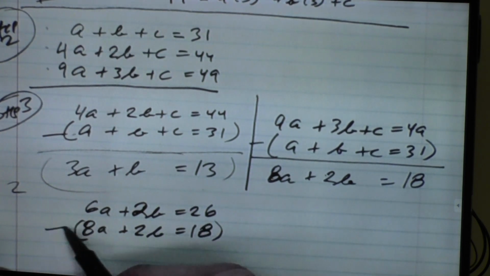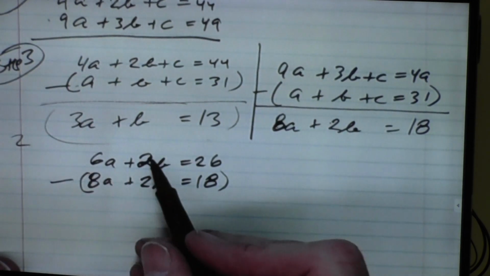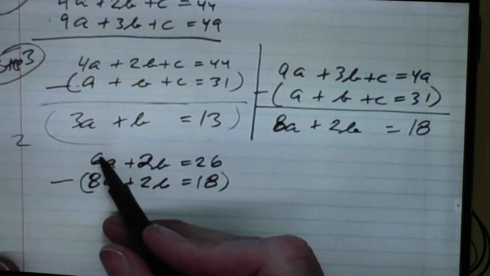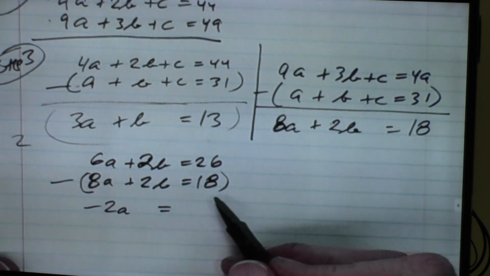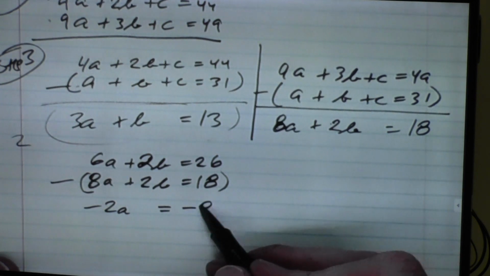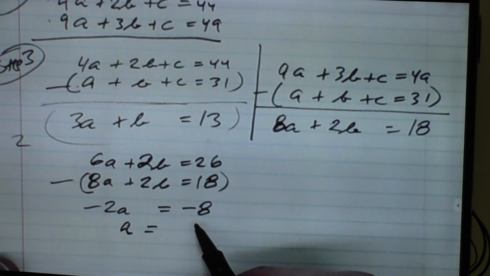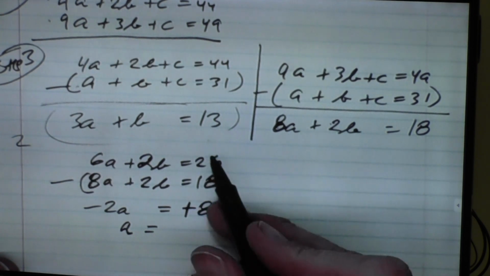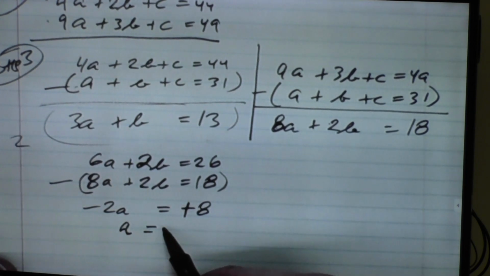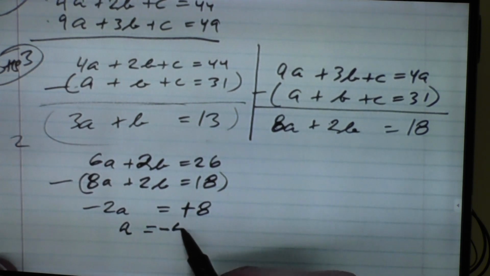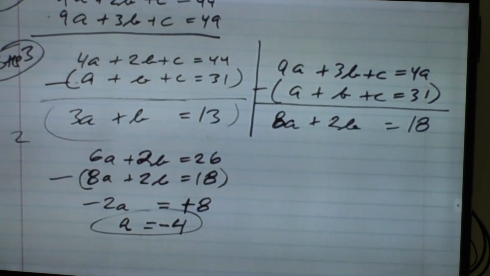And here's where all I have to do is subtract that. And I'll figure out what the a is, because 2b minus 2b, those go away. 6 minus 8, that's a negative 2a. 26 minus 18 is a negative 8. Divide by negative 2, and a is equal to, oh, wait a minute, that's positive 8. 26 minus 18 is a positive 8. Now, 8 divided by negative 2 is a negative 4. So we now know what a is.